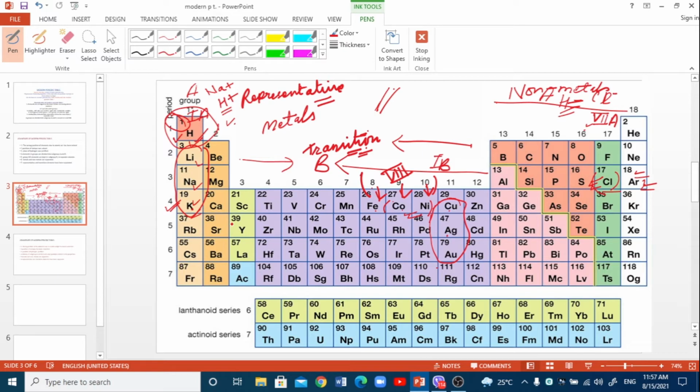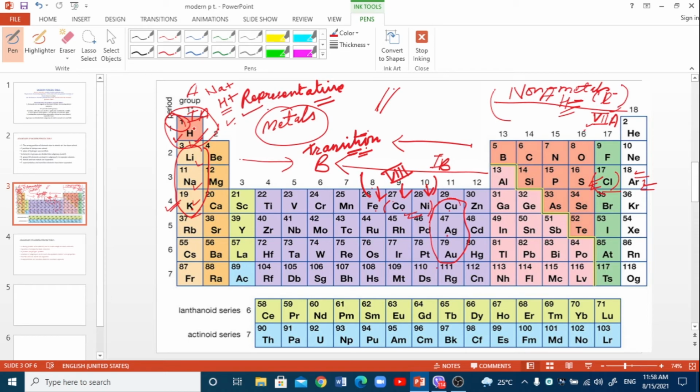Next point is subgroup A and B. Elements are divided into subgroup A and B, and this helped in separating elements which had different chemical properties. Next, it separates metals from non-metals. All metals are on the left side and non-metals are on the right side, so metals and non-metals are studied easily. Next is representative and transition elements. They are separated here.